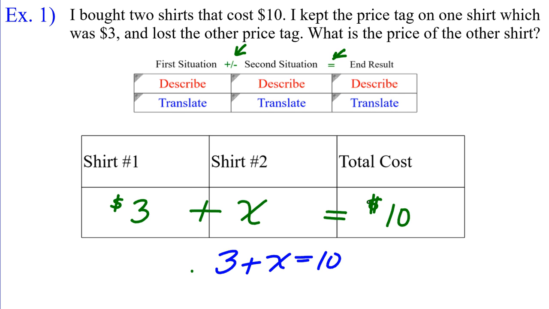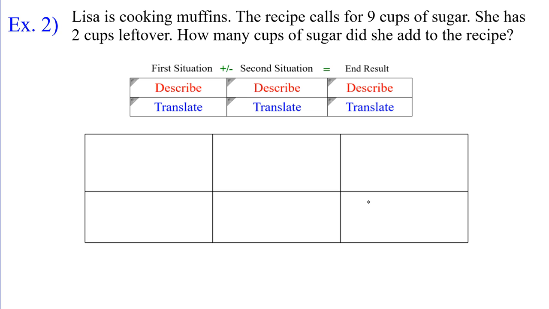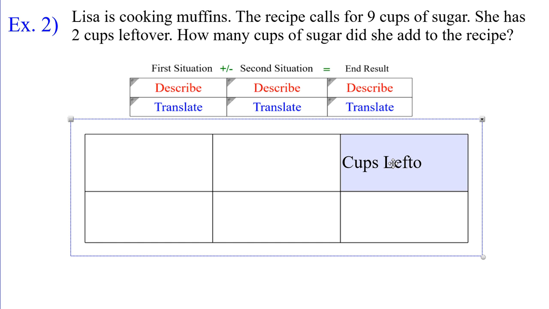Let's try it again. Here it says, Lisa is cooking muffins. The recipe calls for 9 cups of sugar. She has 2 cups left over. How many cups of sugar did she add to the recipe? So what we're looking for is, here is what's left over, so we're going to call this cups left over. And we're going to say cups needed. And over here is cups added.